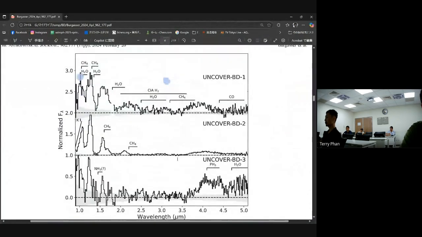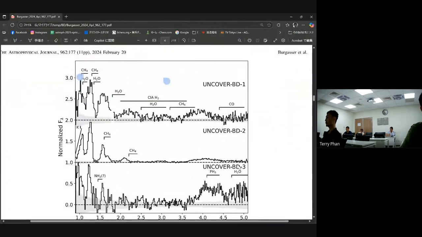Here. So these are brown dwarf 1 to 3. And as you can see, this is a weird spectrum, right? So many absorption features from molecules because they are very low temperature. So you see ammonia, CH4, water H2O, and then this PH3, this phosphine is also there. So that's very interesting. There are a lot of molecules.